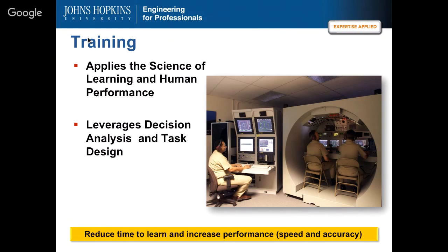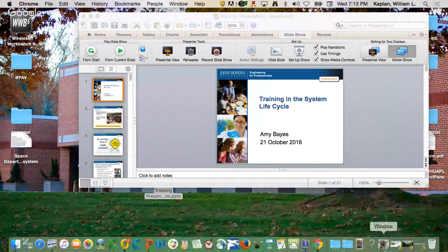My background is my undergrad is in computer science. My master's is a Master of Arts in Education and Instructional Design and Human Performance Improvement. So what I want to talk about tonight is training, and basically training in the system life cycle, but it's a different perspective to training. So training is the application of the science of learning and human performance, and we use a lot of tools like decision analysis, task analysis in the development of training.